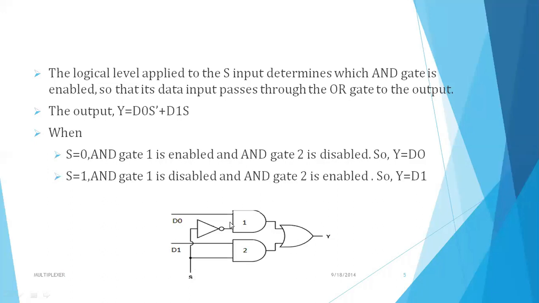So you have to pass the inputs D0 and D1 here. What is the output if S is equal to 0? Which one is activated? The first gate, that is the NOT gate. S is equal to 0 means the value will become 1, so Y is equal to D naught. And when S is equal to 1, the first gate is disabled and the second gate is activated, and Y is equal to D1.